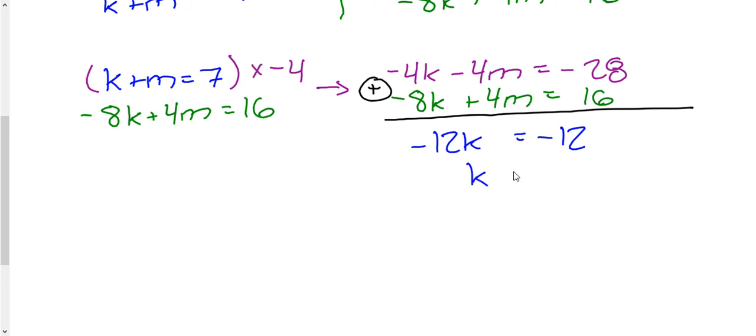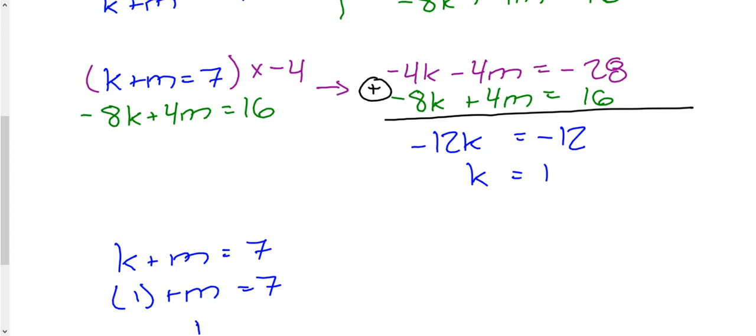Here, isolating for k, k is going to equal 1. If I know k equals 1, I'm going to find m. So that's the same thing as saying 1 plus m equals 7, and of course m has to be 6. And there we go. That's our opener.